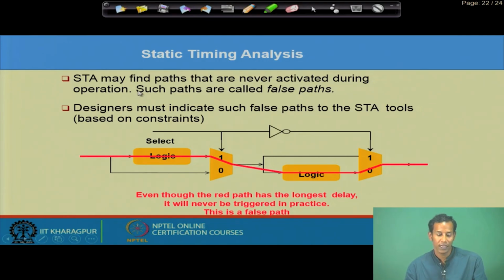So the STA finds that there are paths which are never activated during operation, and such paths are called false paths. The designer must indicate such false paths to the STA tools so that it does not include the timing information of those false paths. Otherwise, the timing information will be misled to other values. Even though the red path has the longest delay, it will never be triggered in practice because it is a false path.